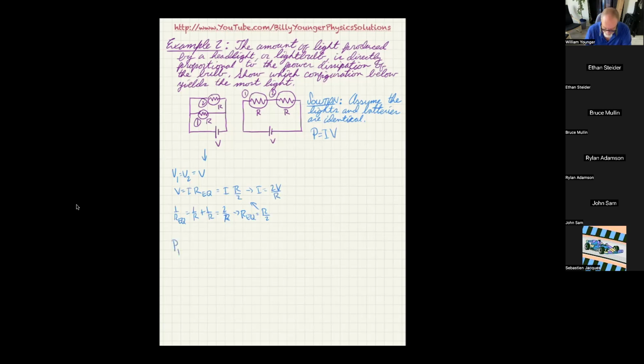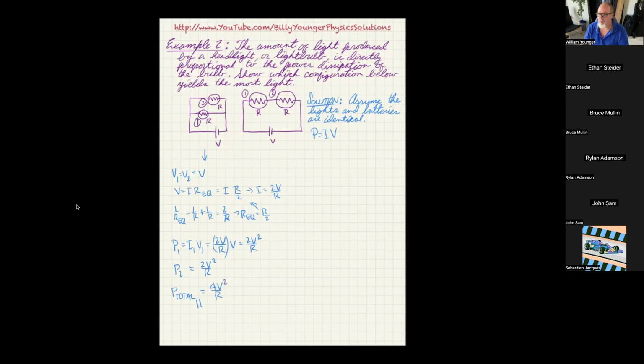So now I can say the power for one bulb is I1 times V1. And we already know V1 is just V. Now we know I1 and of course I2 are the same as well. So we're going to say 2V over R times just V, because 2V over R is the I and V is the voltage. So we get 2V squared over R is the power for one bulb. For the other bulb, it's also going to be 2V squared over R. So P total parallel is going to be equal to 4V squared over R.